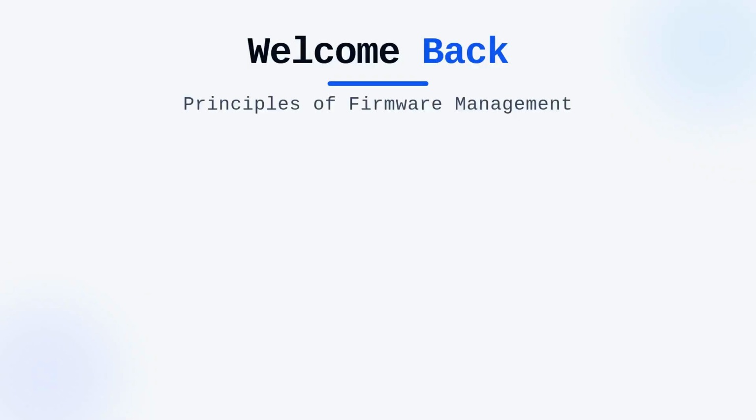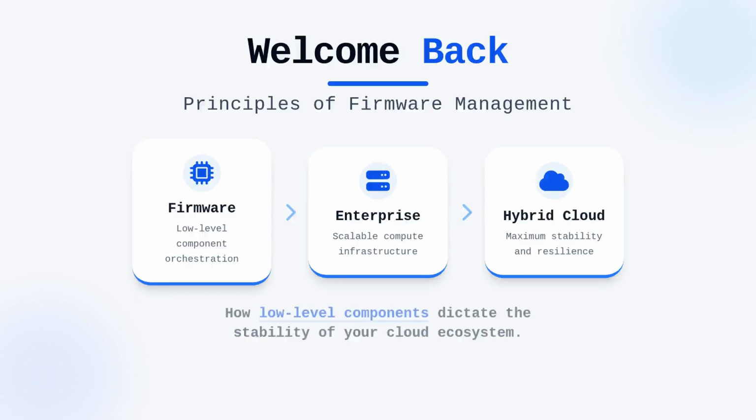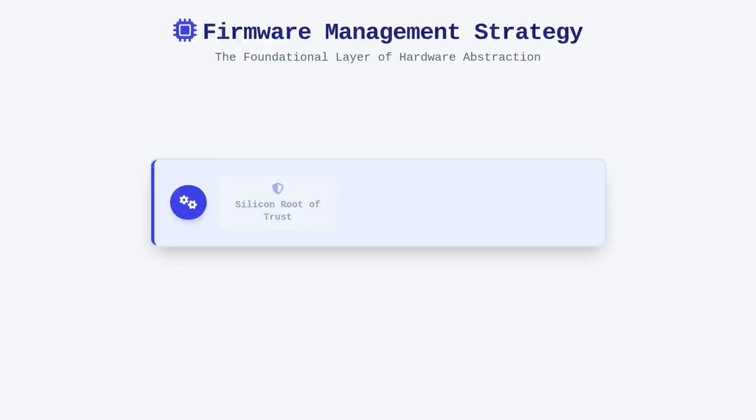Welcome back. In this session, we will examine the principles of firmware management as it applies to enterprise compute environments, specifically focusing on how these low-level components dictate the stability of your hybrid cloud. Firmware management is often relegated to a background administrative task, yet it is arguably the most critical layer in the hardware abstraction stack. At its core, firmware acts as the foundational software that provides low-level control for a device's specific hardware. When we talk about HPE compute architectures, we are essentially managing a complex interplay between the silicon root of trust, the integrated lights-out controller, and the server BIOS or UEFI.